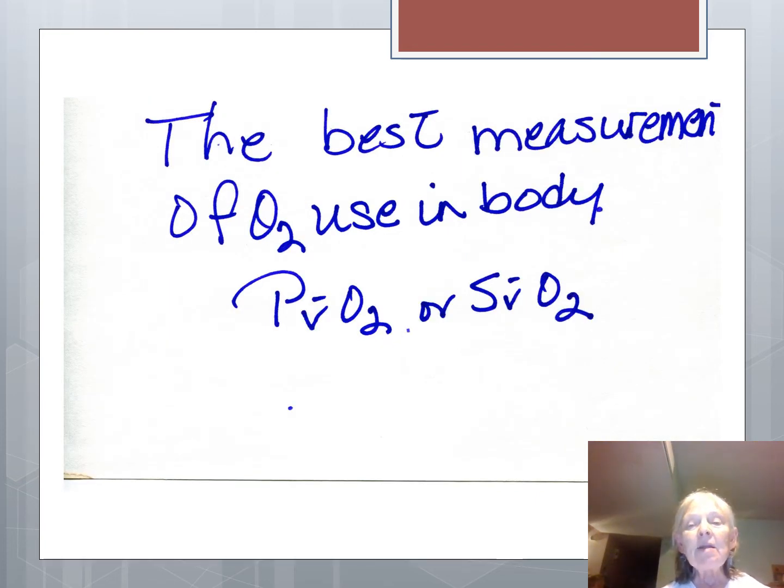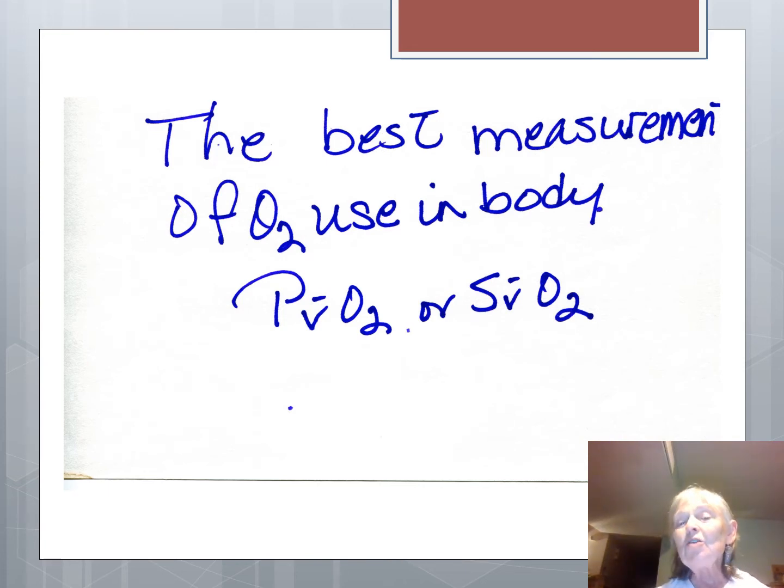Now, this is something that came up on a board question years ago, and it has not been taken off the board. The question basically, what is the best measurement of oxygen used in the body? And most people will tell you at the beginning, well, that has to be the PaO2, the little arterial O2, because that's where the oxygen is and it's being sent out. Well, the answer is no.